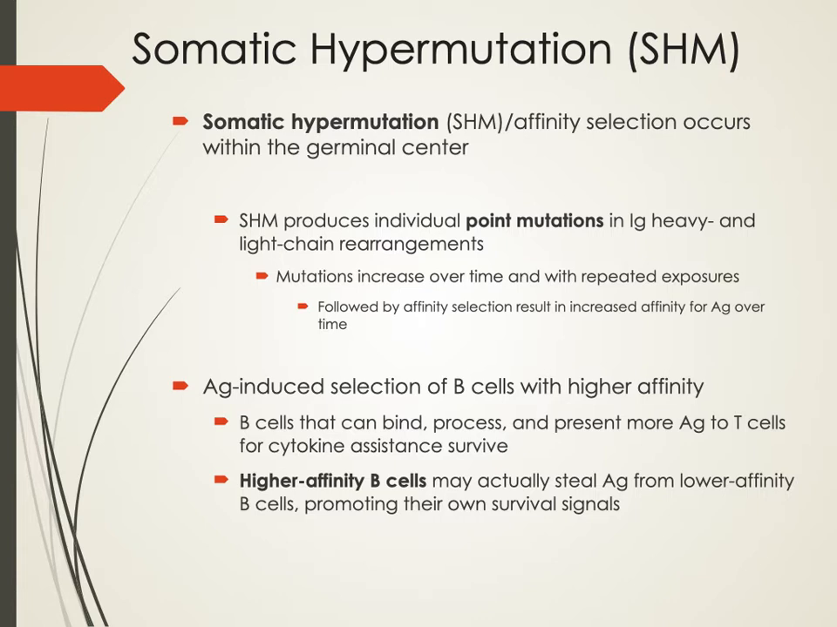So the reason I say that is because the B cells that can bind, process, and present more antigen to T cells are going to end up leading to more cytokine production, which then increases their chance of survival. So it's cytokine production that promotes survival. Obviously, if cytokines weren't being produced, that wouldn't support survival. But again, the B cells that have higher affinity are going to get signals back to survive, whereas ones with lower affinity aren't going to get that same kind of signal back.